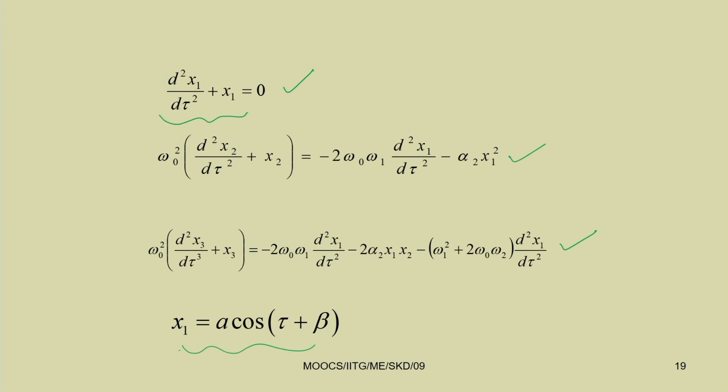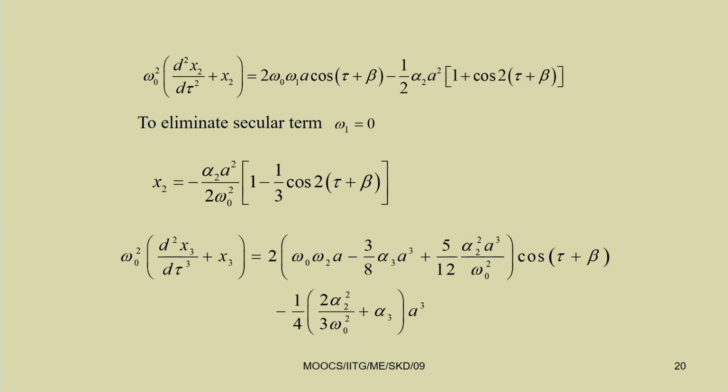So, substituting this x 1 in the second equation, you just see, this is d square x 1 by d tau square minus alpha 2 x 1 square. Easily we can substitute it in this equation and write down the second equation. You just see the second equation is written in this form: omega 0 square d square x 2 by d tau square plus x 2 equal to 2 omega 0 omega 1 a cos of tau plus beta, and in the second part you have an a cos square term. That thing can be written by using cos 2 beta.